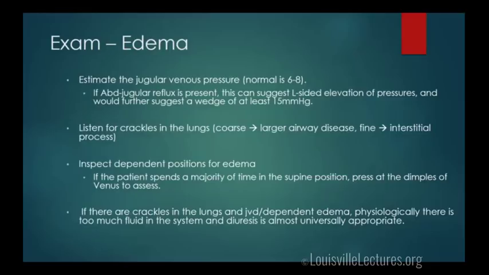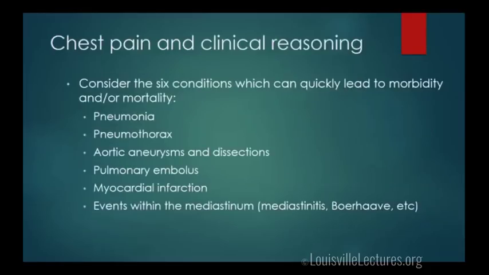If there are crackles in the lungs and JVD or dependent edema, then by definition there is physiologically too much fluid inside that person, and they will almost universally benefit from diuresis, right? That would signify that there is too much blood behind the left side of the heart and too much blood behind the right side of the heart. So at that point, in almost all cases, diuresis would be appropriate.